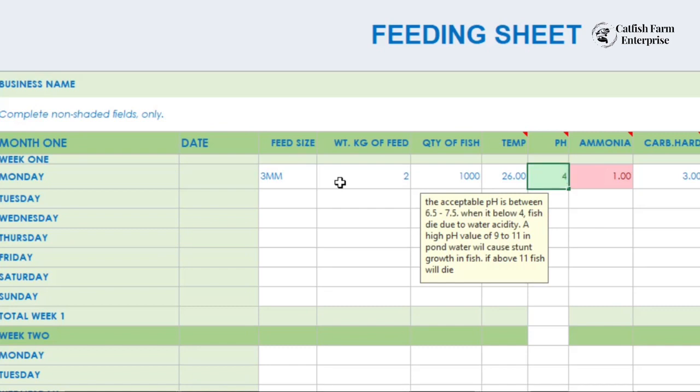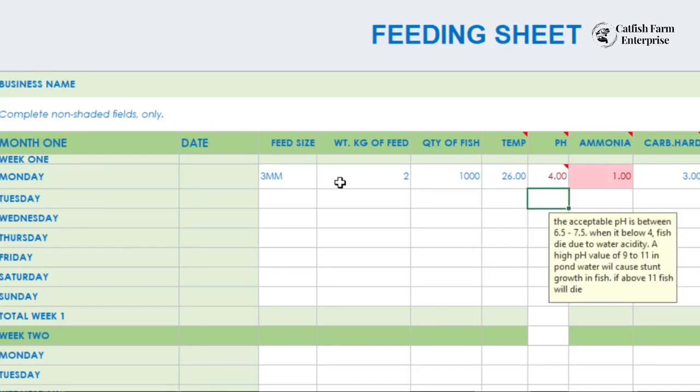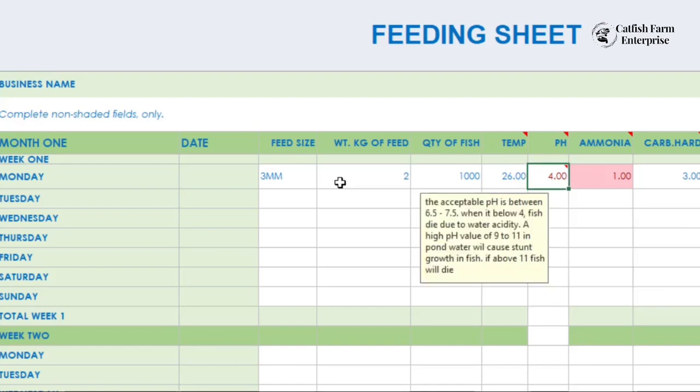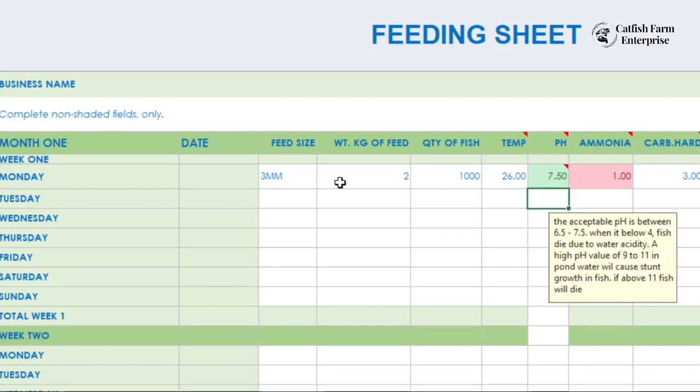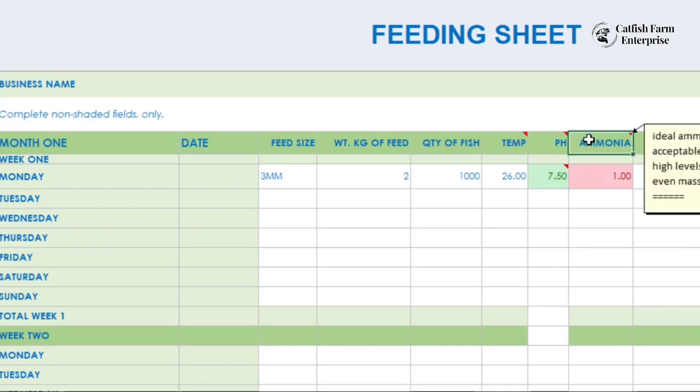Let's put 4, and it turns red. You see it's showing you red. That means it's below the acceptable value. So go back to 7.5, enter, and it shows you the green. Once you are within the range, it gives you the green. If you are outside the range, it shows you red. That means danger. Now, once you go through all the columns, you see that there's a write-up that shows you the range.